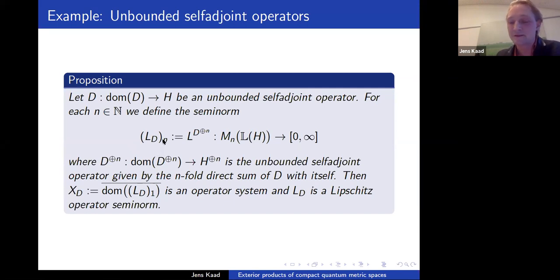I want to have a Lipschitz operator seminorm, so I have to look at a slightly smaller operator system here. I have to again look at the operator norm closure of the domain of this seminorm in degree 1. This is my operator system. And then you can prove that this is indeed a Lipschitz operator seminorm when I define it on n-by-n matrices in this fashion.